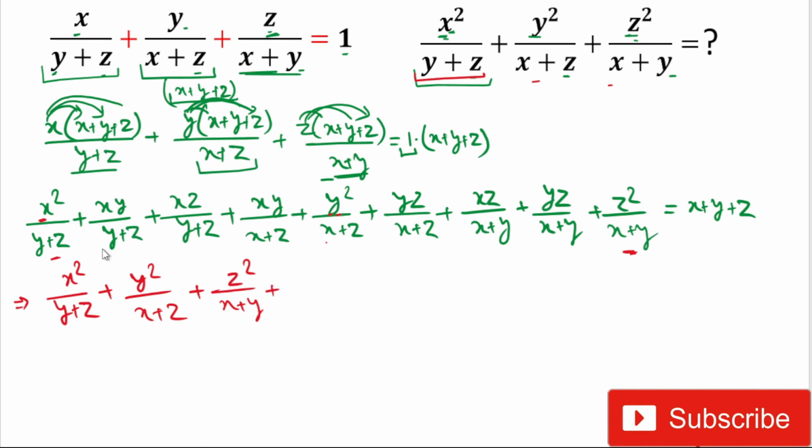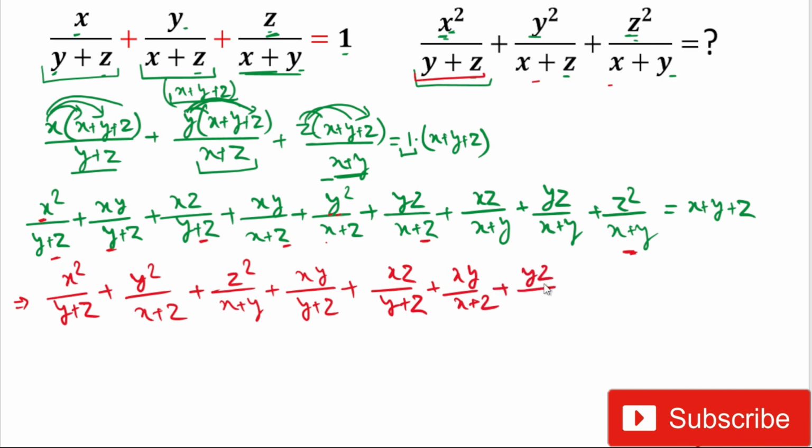plus, and now after that we'll write the same denominator values, that is y plus z. So we'll write xy divided by y plus z plus xz over y plus z. After that x plus z in the denominator, that is plus xy over x plus z plus yz over x plus z, plus, after that x plus y in the denominator, these two terms xz over x plus y plus this term yz over x plus y, that is equal to, in the right hand side, x plus y plus z.